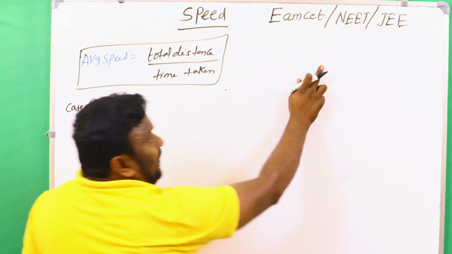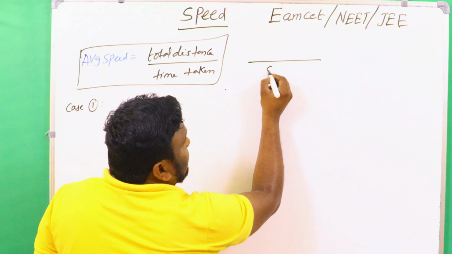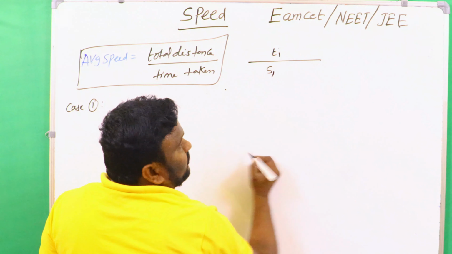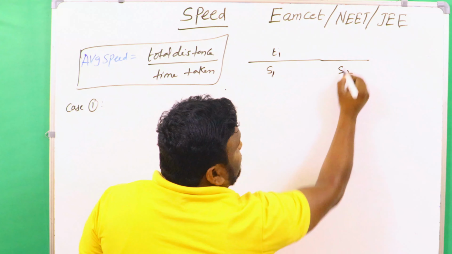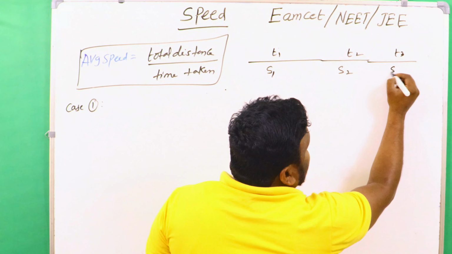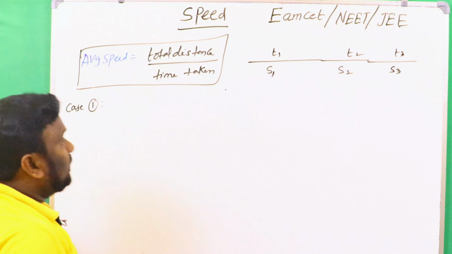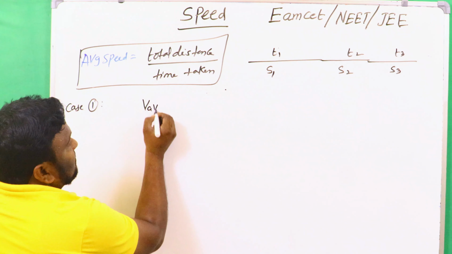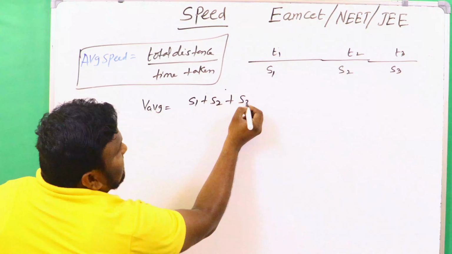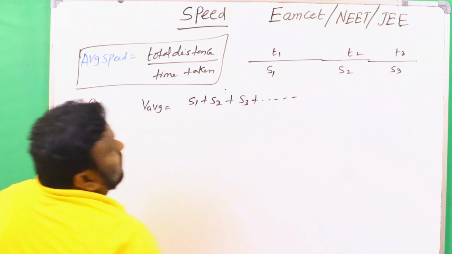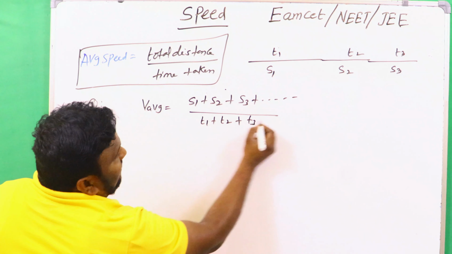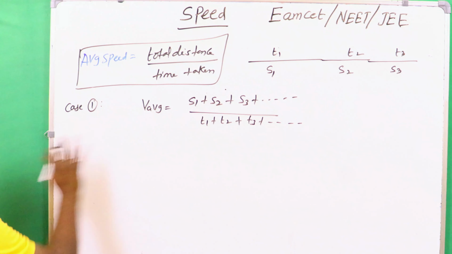Case one. While the body is in motion, the first distance S1 is traveled in a time interval T1, and next S2 in T2, and the third interval is T3 with distance traveled S3, like that. Then V average is simply the total distance, that is S1 plus S2 plus S3, and if there are more we can write plus and so on, divided by T1 plus T2 plus T3 and so on. That is the first case.